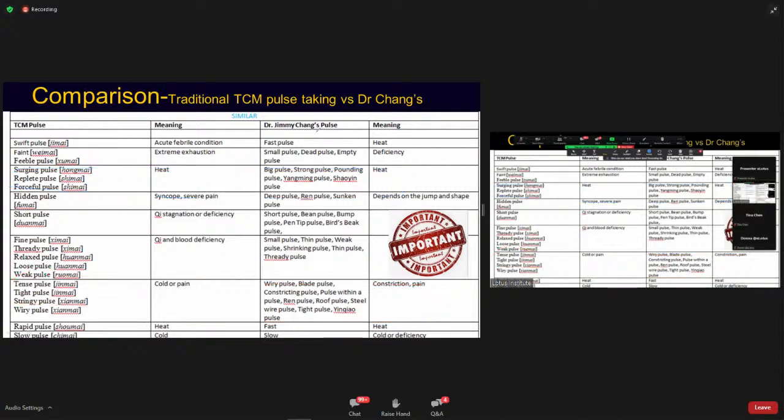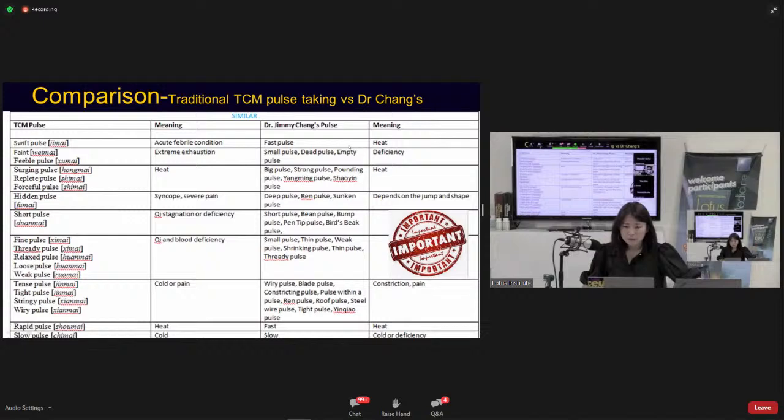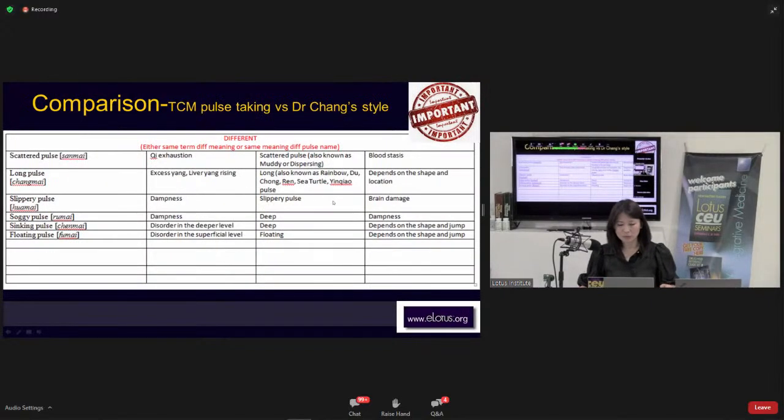Okay. So the next page I have, these are the pulses, this page, are the similar ones. And then the next page are the ones that are different. Okay, what are the different ones?